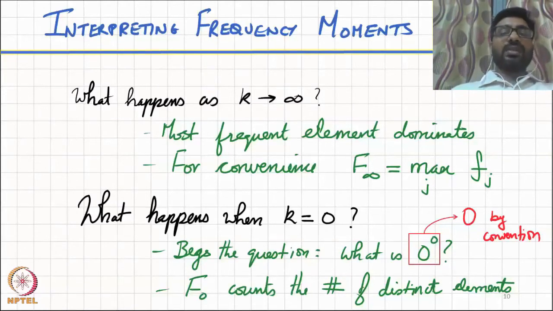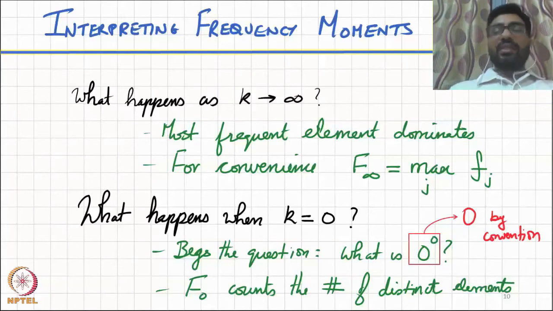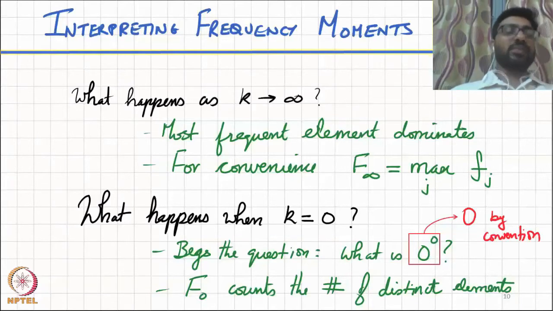This is quite nice because now F0, the 0th frequency moment, counts the number of distinct elements, because any element that has a non-zero frequency, that item fj will be raised to the power 0 and will count as 1. And all items that have 0 frequency, on the other hand, will not be counted. So F0 will just count the number of distinct elements. So you see that F infinity has a nice interpretation. F0 also has a nice interpretation.